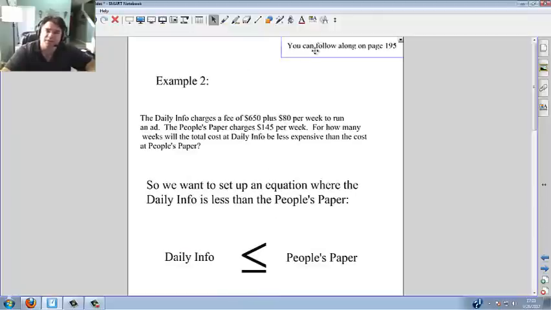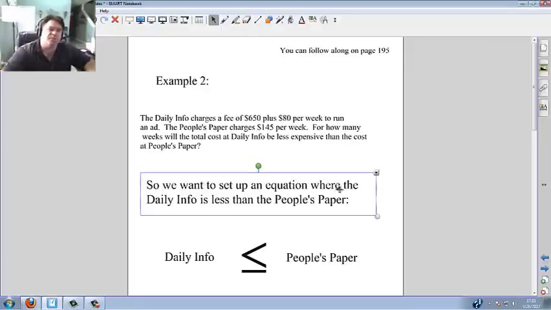Example 2, and you can follow along on page 195. Example 2, daily info charges. The daily info charges a fee of $650 plus $80 per week to run an ad. The People's paper charges $145 per week, but there's no initial fee. For how many weeks will the total cost at the daily info be less expensive than the cost of the People's paper? So we want to set up an equation where the daily info is less than the People's paper.